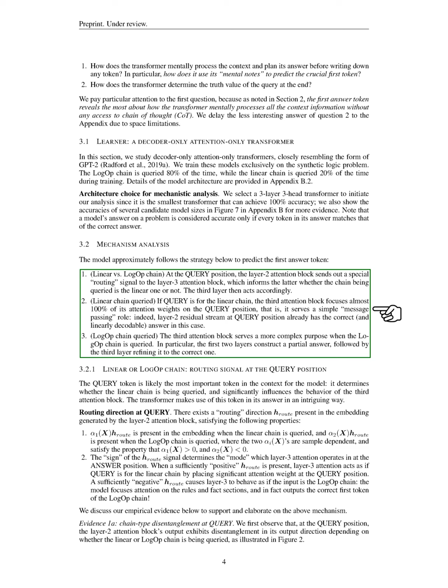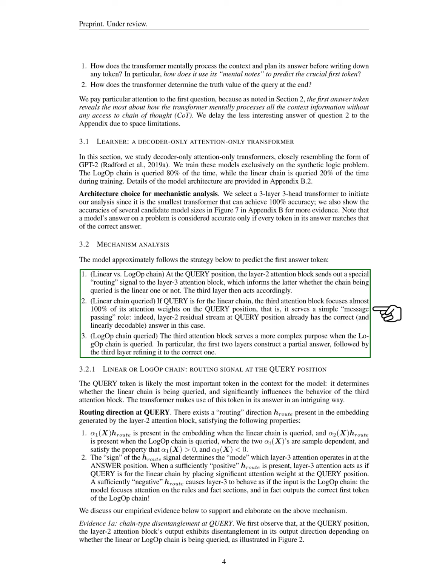At the query position, the second layer's attention block sends a routing signal to the third layer, indicating whether the linear chain is being queried. If the query is for the linear chain, the third attention block focuses almost entirely on the query position, as the correct answer is already present. However, if the logical operator chain is queried, the third layer constructs a partial answer, which it then refines. The query token is vital as it determines the chain type and influences the third attention block's behavior.